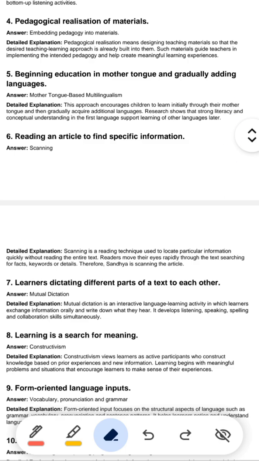If we look at the explanation, pedagogical realization means designing teaching materials so that the desired teaching learning approach is already built into them. Such materials guide teachers in implementing the intended pedagogy and help create meaningful learning experiences. So what is pedagogical realization? It means teaching learning materials created for effective classroom usage during the teaching learning process, which reduces teachers' burden of depending on textbooks alone. So it would be an effective way for the learning process of students, as well as aid the teaching process for teachers.